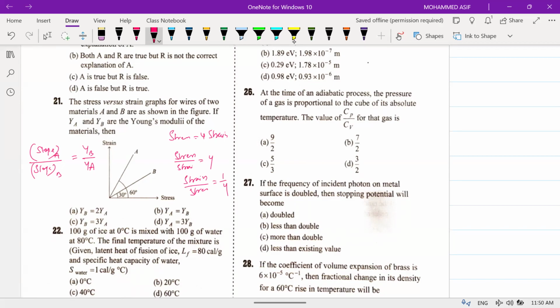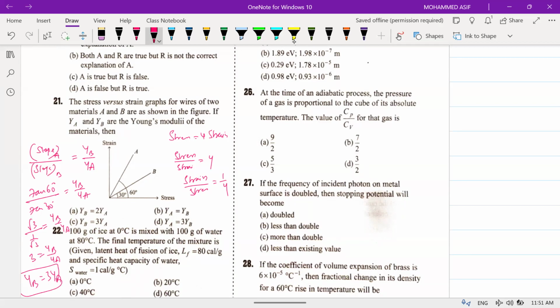Now, the slope of A is how much? 60. So tan 60 divided by tan 30 must be equal to Young's modulus of B divided by Young's modulus of A. Tan 30 is 1 by root 3 and tan 60 is root 3. That is equal to Young's modulus of B divided by Young's modulus of A. So that will be equal to 3 is equal to YB divided by YA. That means YB is equal to 3 times YA.